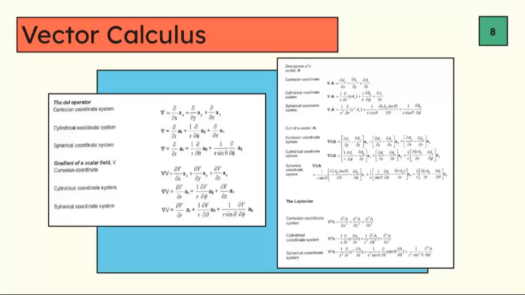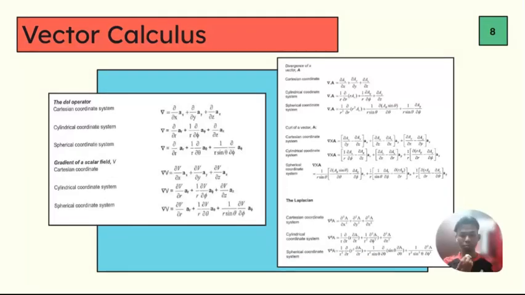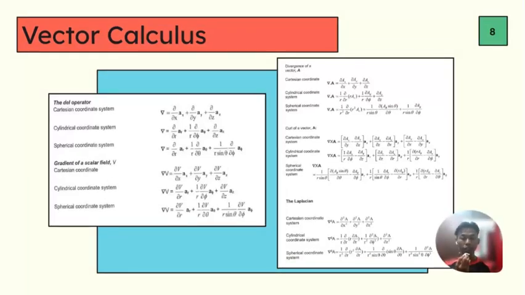The del operator is a vector differential operator used to compute gradient, divergence, curl, and Laplacian. The gradient of a scalar field represents the direction and rate of the steepest increase, commonly used in physics to describe temperature or pressure change. The divergence of a vector field measures how much the field spreads out from a point, while the curl describes the rotation or circulation of a field. Lastly, the Laplacian is a second-order operator that measures how a function deviates from its average value, commonly applied in heat diffusion and wave equation.